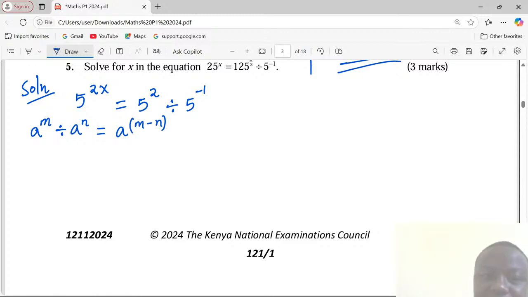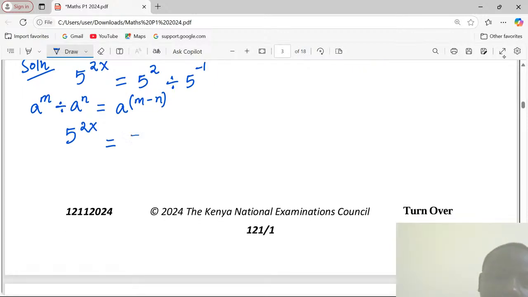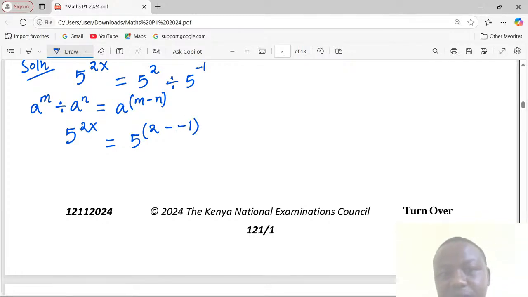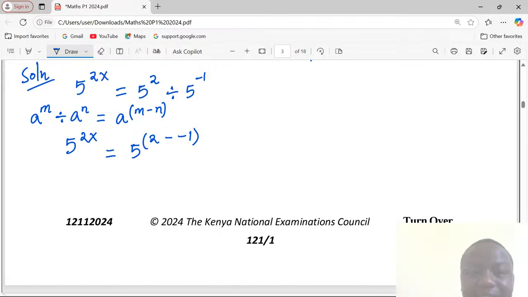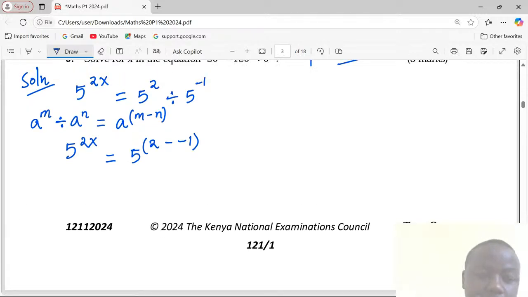So on the right hand side, let me re-express now. 5 raised to 2x equals to 5, then we have 2 minus -1. There, students must be very careful. It's not -1, it's minus -1, because apart from the minus due to the law, there is a minus already on the power.